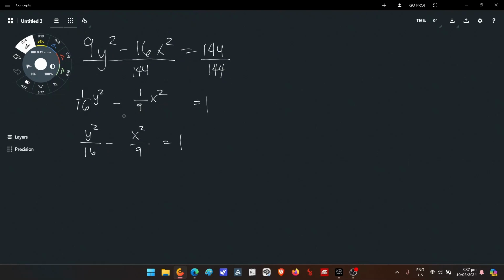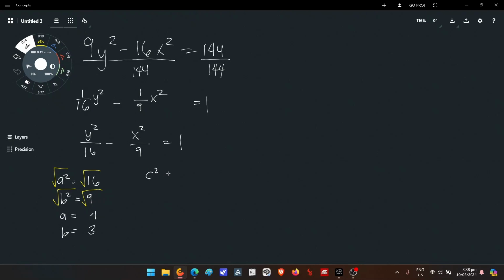Now we are going to solve this problem. And since the positive is on the y-axis, that means our graph is going to open along the y-axis. So it is going to be this shape. So a squared is 16 and b squared is 9. A squared is always on the positive side. So since y is positive, then this must be the a squared. So square root both sides of the equation, and you will get a is equal to 4 and b is equal to 3.